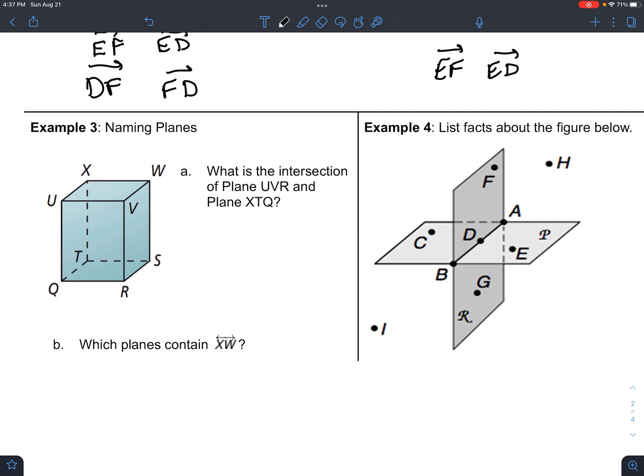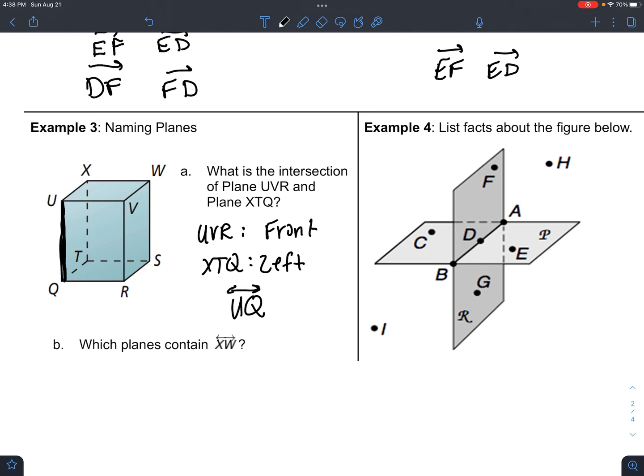What is the intersection of plane UVR? That is going to be the front face. And XTQ, that's going to be the left side. That just helps me kind of narrow down. So I know that the front and the left are going to touch here. UQ.